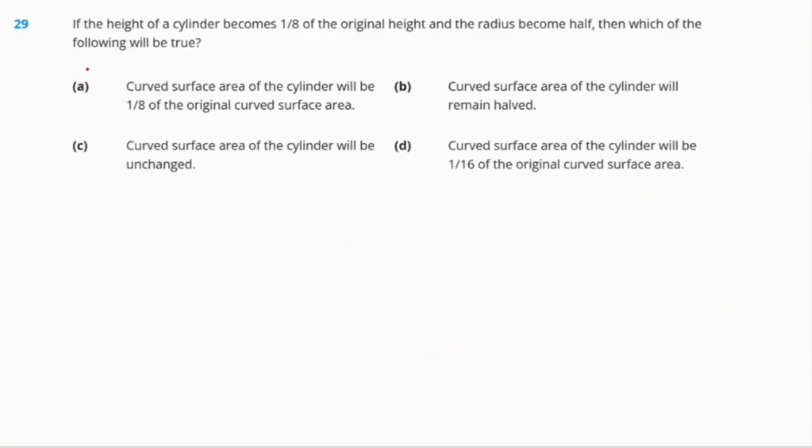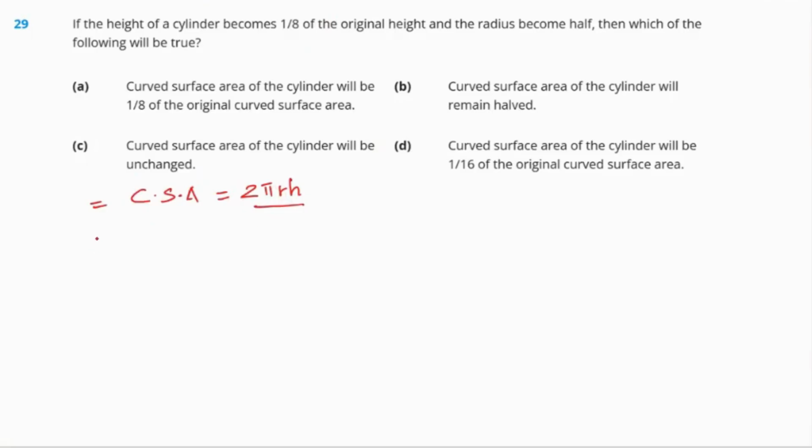Next question: if the height of the cylinder becomes 1 by 8 of the original height and the radius becomes half, then which of the following will be true? Here we have to find out the curved surface area, and all four options are regarding the curved surface area, that is the CSA. The formula for the curved surface area of a cylinder is 2 pi rh. This is the original formula.